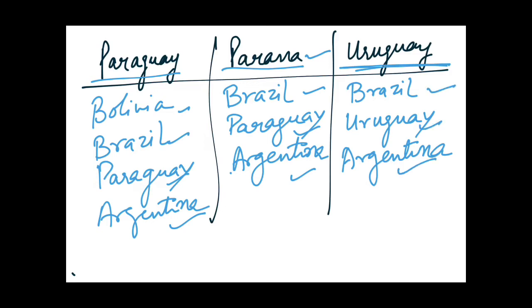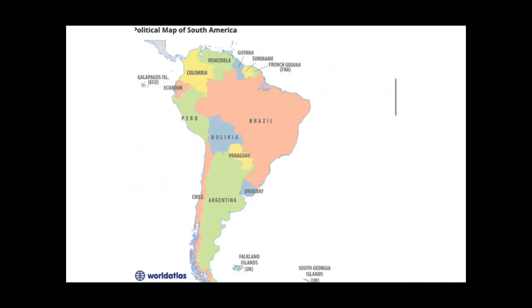And as I told you, Rio de la Plata lies between Uruguay and Argentina. As you can see over here, this is Uruguay and this is Argentina, and this portion is Rio de la Plata, which is an estuary formed by the confluence of the rivers Parana and Uruguay.